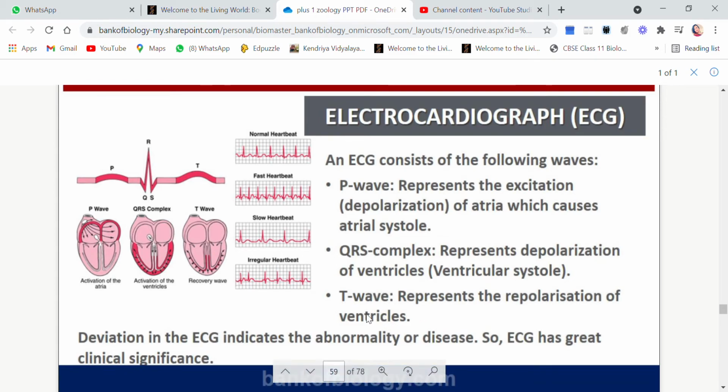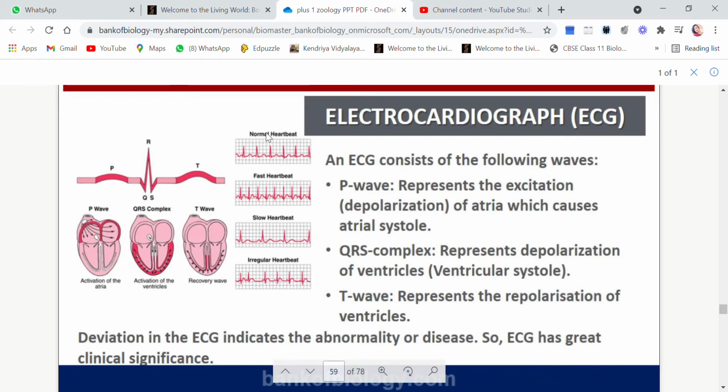So any deviation from this, if the ECG is not like this, will tell us that some abnormality or disease is there and the heart is not beating properly. So ECG has a great clinical significance.